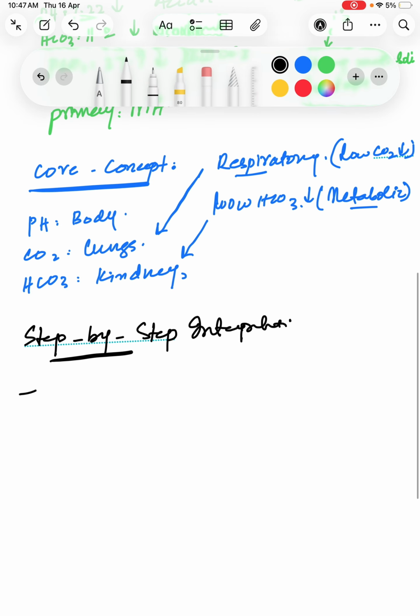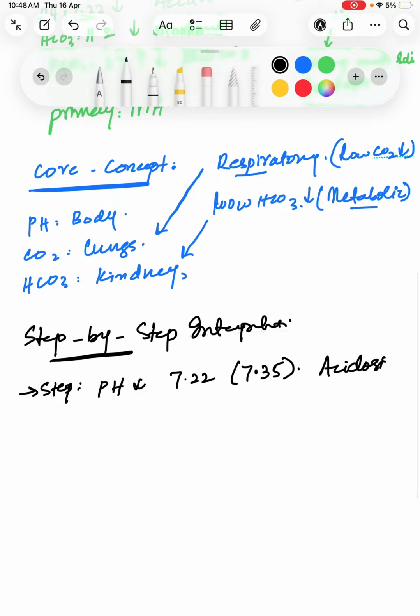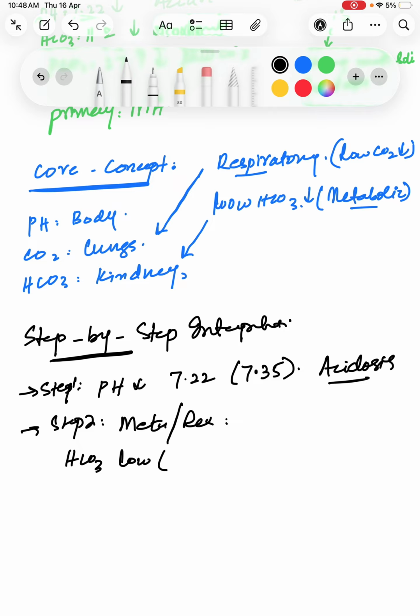Okay, coming towards step 1, first of all the pH is low, 7.2, the normal is 7.35, so this shows acidosis, first one. Then step 2, whether it is metabolic or respiratory. For this we will look at the HCO3. HCO3 is low, which is 11.2, so it is metabolic.